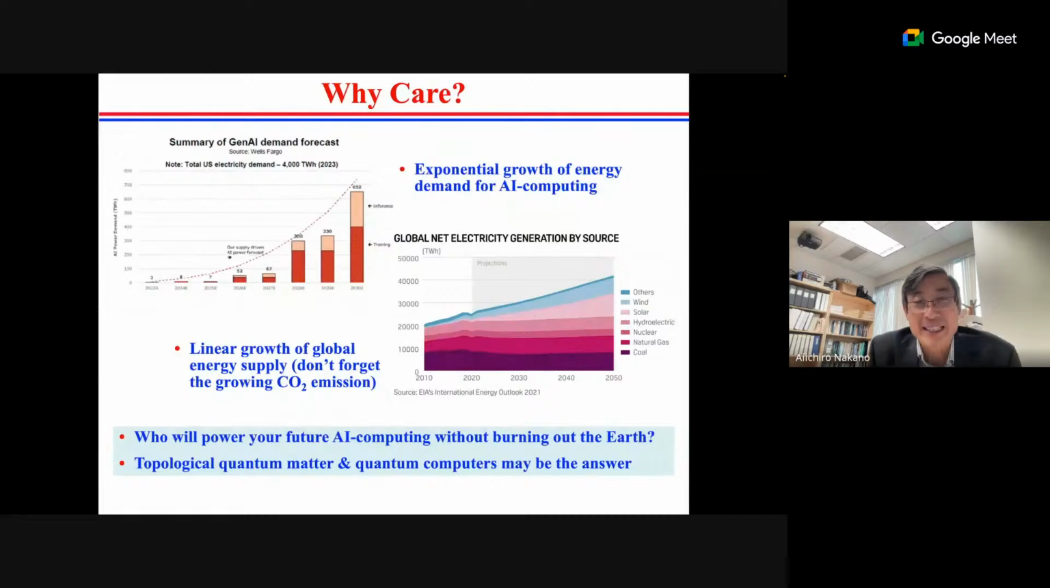So why do we care? We care because of you. We have an exponential growth of energy demand for AI computing data centers, and that is not sustainable because the energy supply is only growing linearly. This linear growth of the energy supply is already a problem because it comes with the cost of additional CO2 emission. We are supposed to be reducing CO2 emission, but because of AI power demand, we are increasing it. So who will power our future AI computing without burning out the Earth? This topological quantum matter and quantum computer may be the answer.